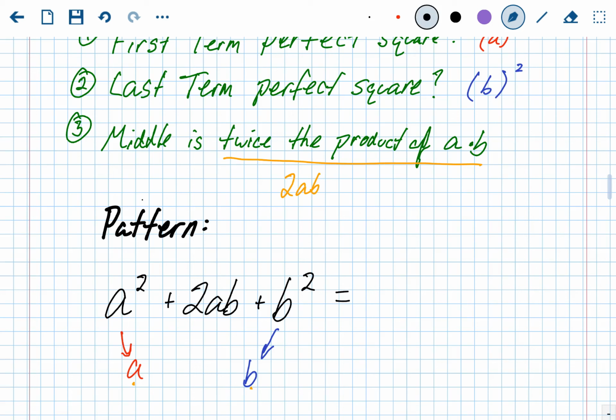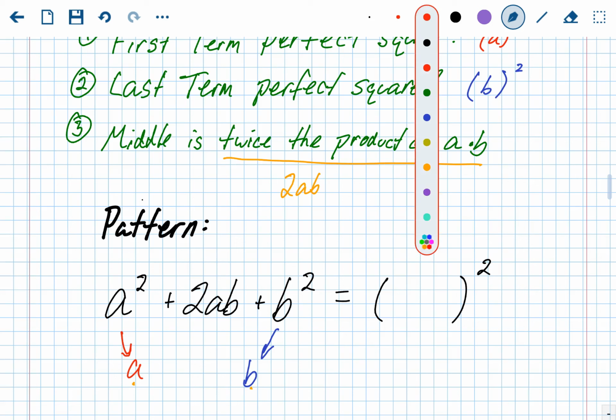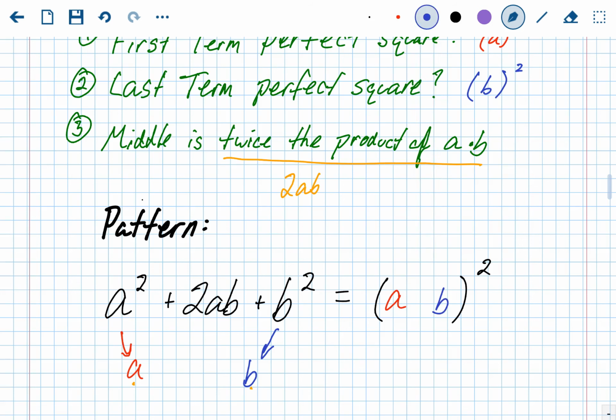So what form do we have? What's the pattern for these? It's always going to be one binomial squared. That binomial is the square root of the first term, which is A, the square root of the last term, which is B, and then whatever sign was in the middle. In this case, it was plus 2AB, so the sign in the middle is plus. A plus B to the second power foils out to A squared plus 2AB plus B squared.